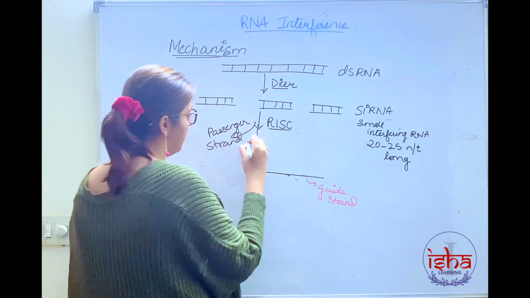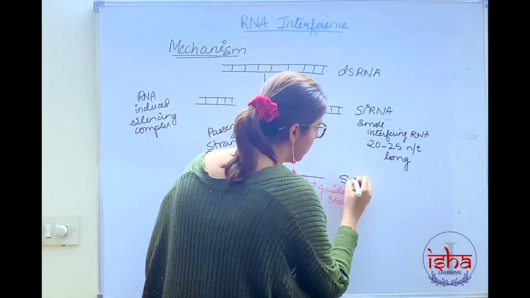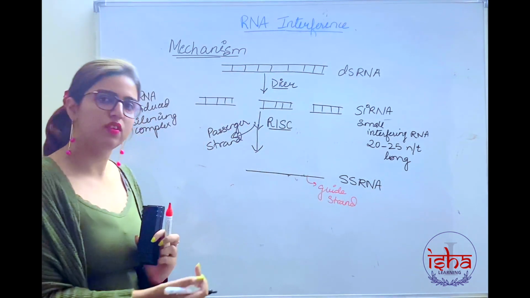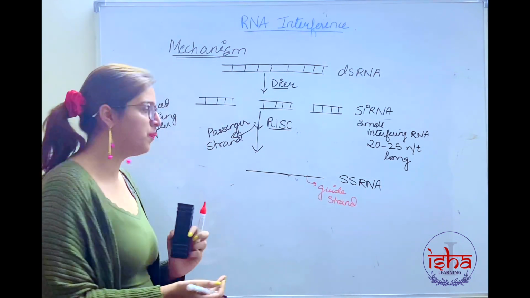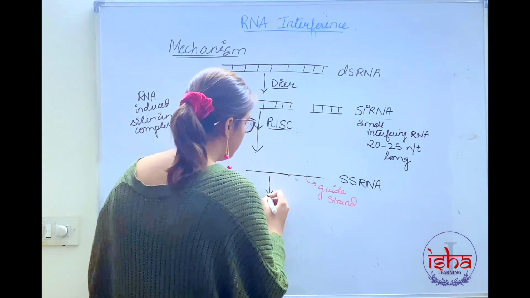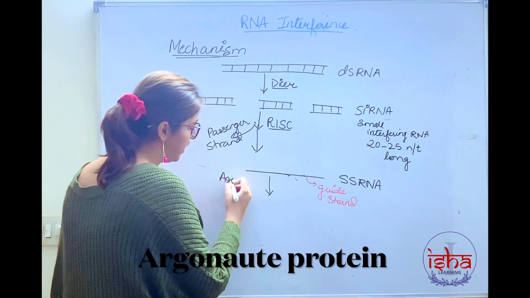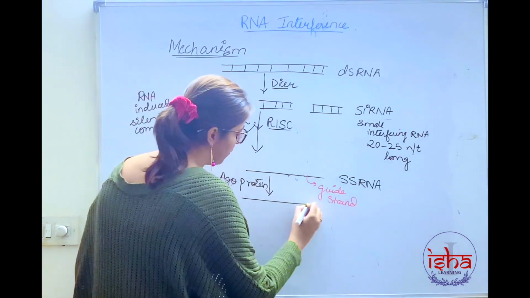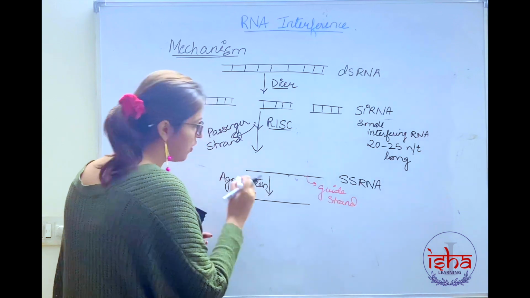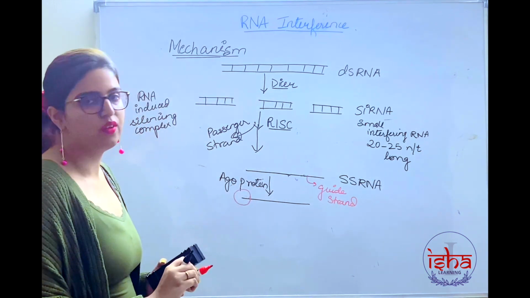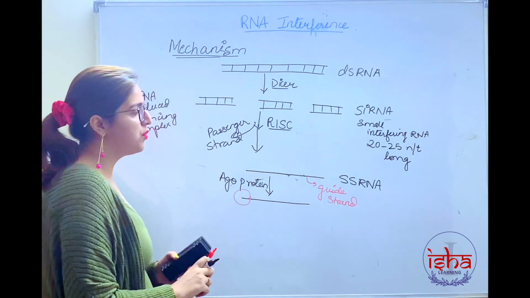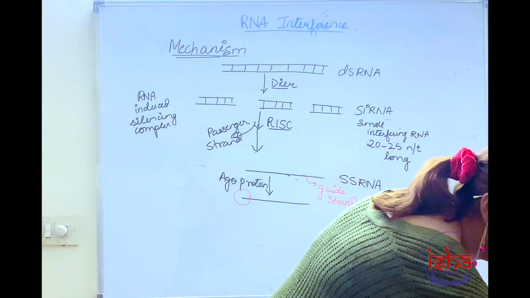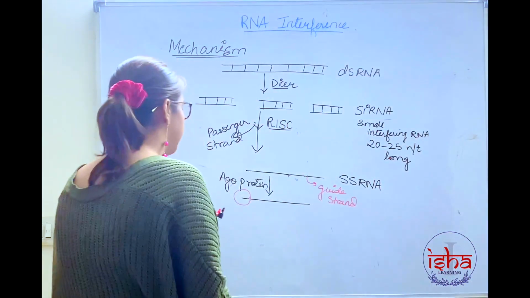Now, what is this? This is a single stranded RNA, because we are seeing only one strand of RNA here. The passenger strand has been removed. In the next step, another protein called the Argonaute protein is going to come, and it's going to simply bind with my single-stranded guide strand RNA. Now this complex is going to specifically go and bind with my mRNA.